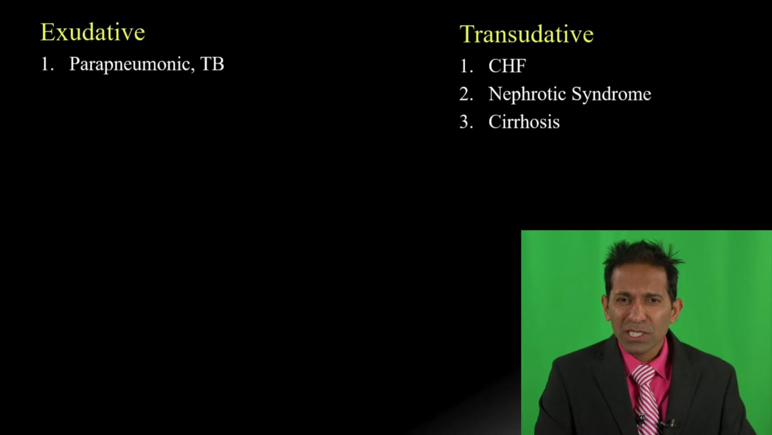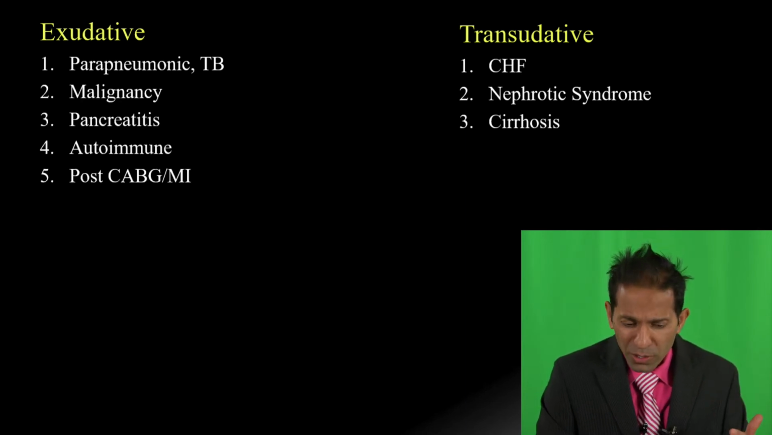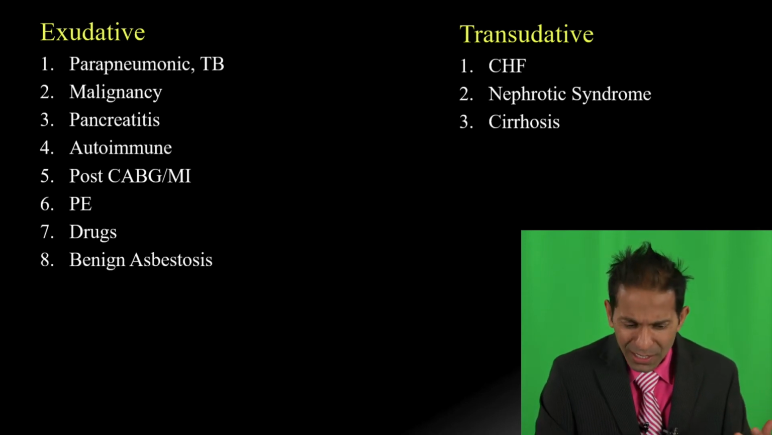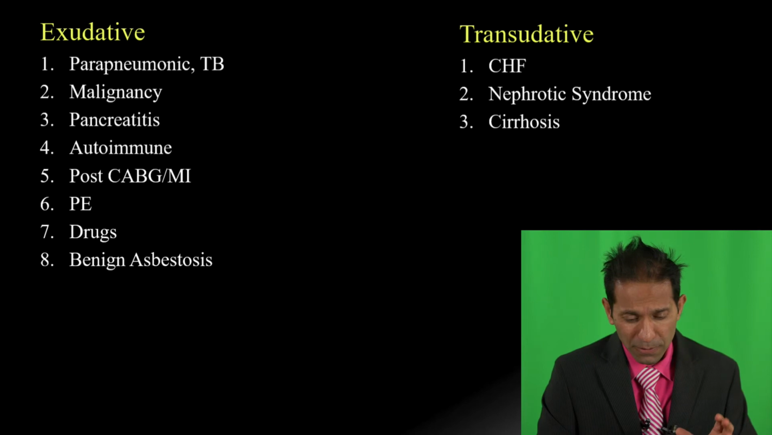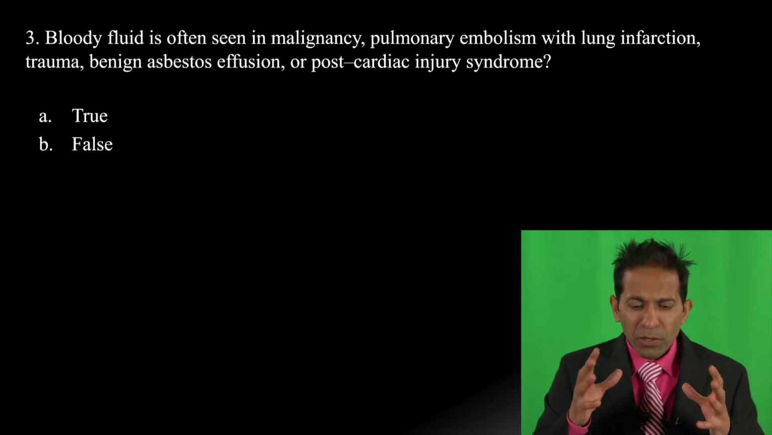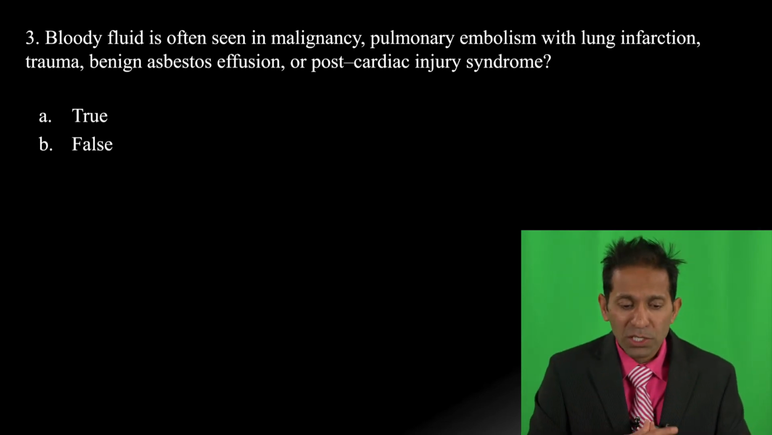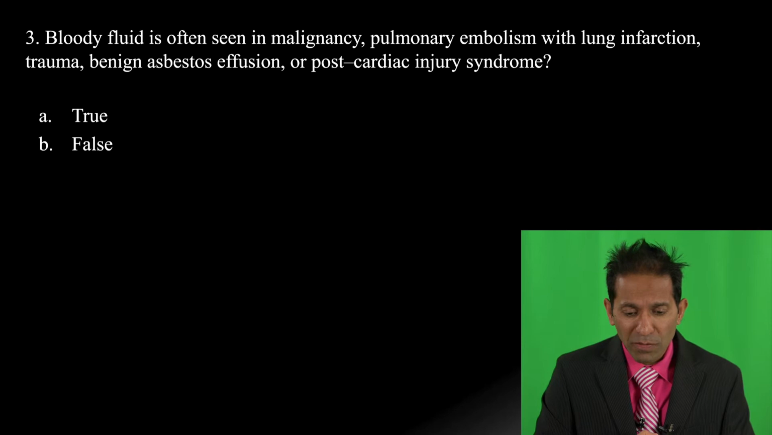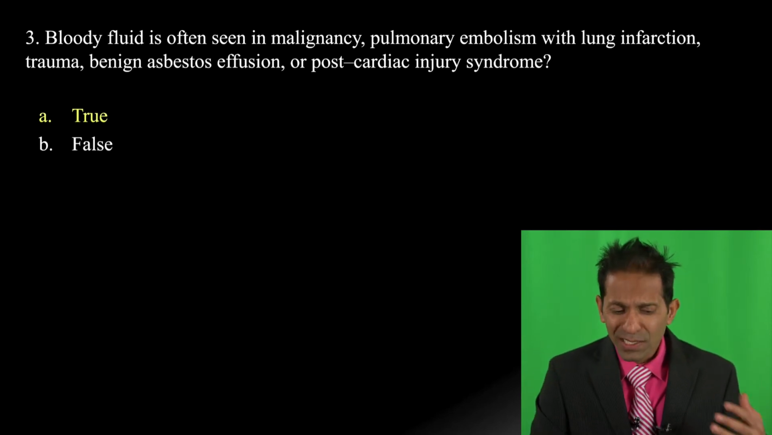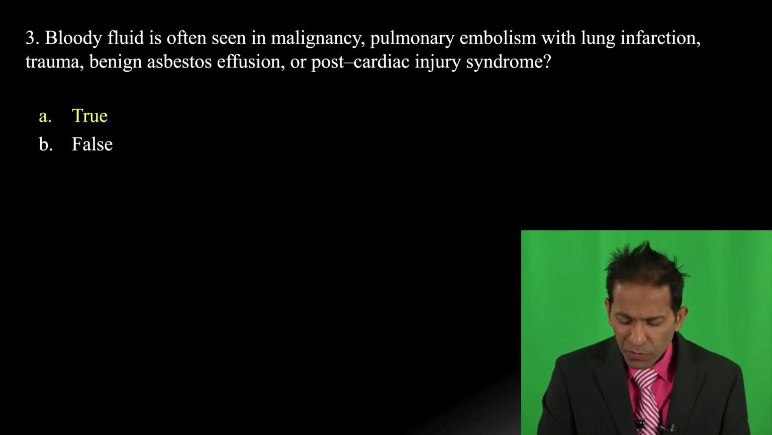Exudative effusion can be seen in infection, malignancy, pancreatitis, autoimmune disorder, post-CABG, pulmonary embolism, drugs, and benign asbestosis. So, question number 3. Bloody fluid is often seen in malignancy, pulmonary embolism with lung infarction, trauma, benign asbestos effusion, or post-cardiac injury syndrome. Is that true or false? This statement is true. In all these conditions, you can see bloody effusion.